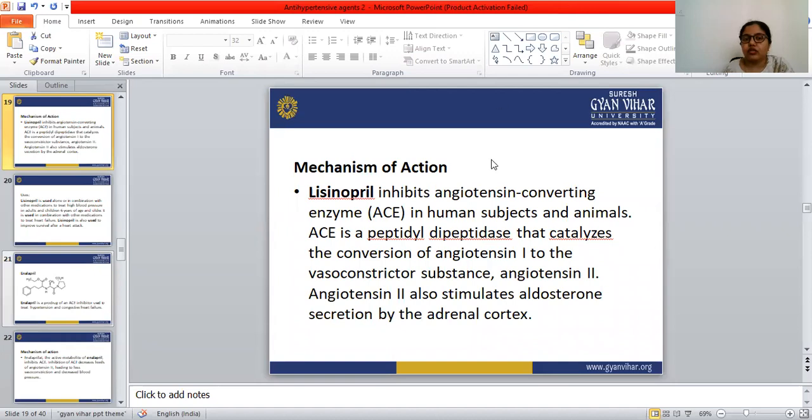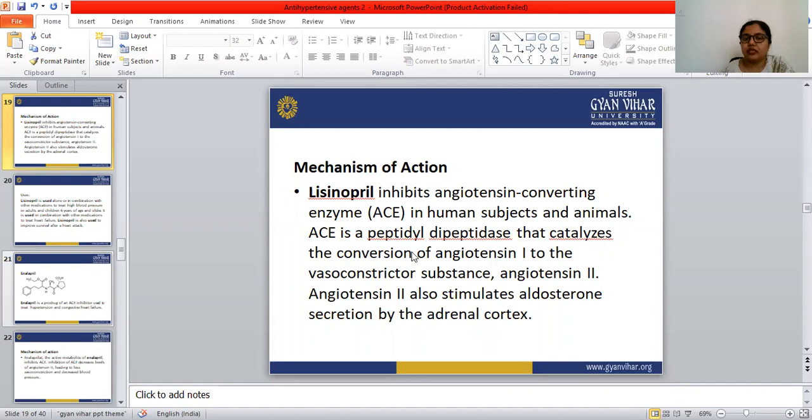So what is this ACE? ACE means angiotensin converting enzyme, which is responsible for the conversion of angiotensin 1 to angiotensin 2. With the help of this enzyme, angiotensin 1 is converted to angiotensin 2. But what does lisinopril do? It inhibits this enzyme, which is a peptidyl dipeptidase.